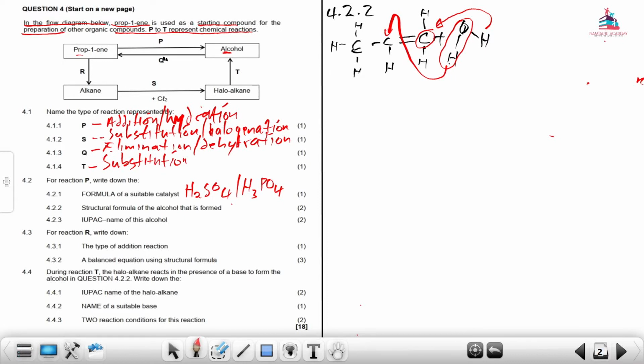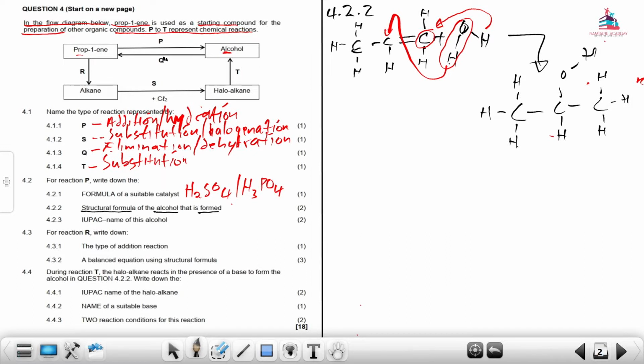So it allows me now to draw my final product, which will be an alcohol, 1 2 3, OH, and then the only thing that is left is for me to add hydrogens. Now add hydrogens. But remember, the question only wanted the structural formula of the alcohol that is formed for 2 marks. So basically the answer is here.